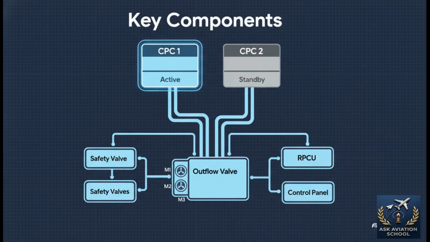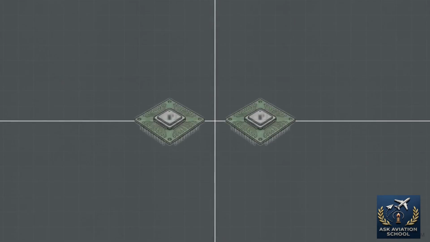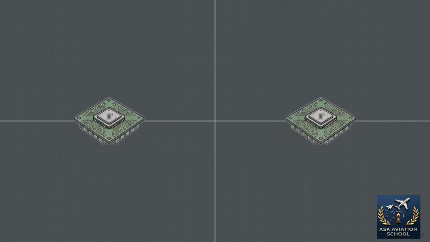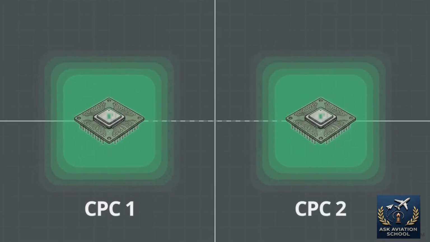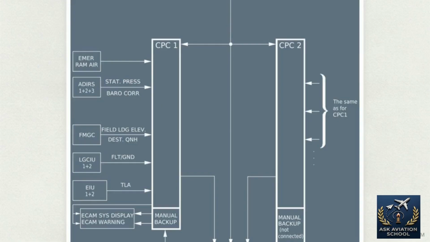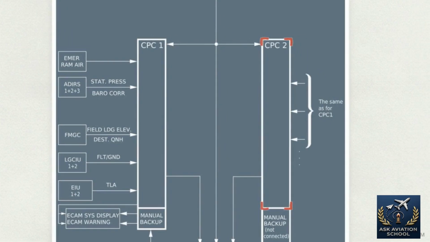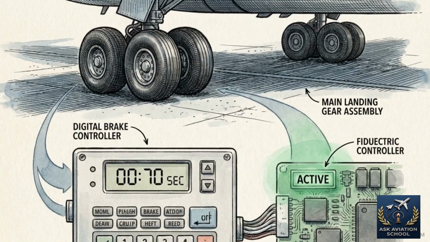Okay, let's talk about the key players here. The brains of this operation are two identical independent digital cabin pressure controllers, known as CPC-1 and CPC-2. This schematic details the architecture. The active CPC pulls landing elevation from the FMGC and pressure altitude from ADARs. Operating with active and standby redundancy, it transfers control automatically after landing or a failure. To ensure equal component wear, they automatically swap roles exactly 70 seconds after every landing.